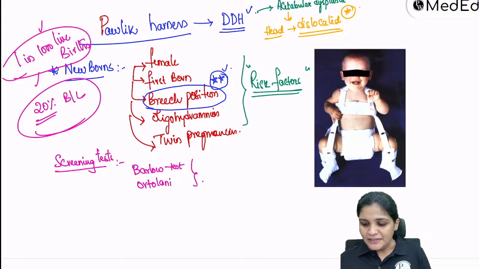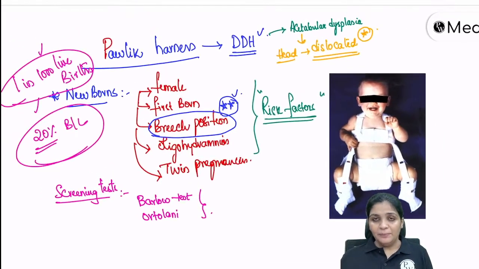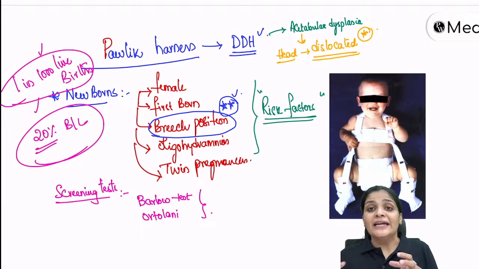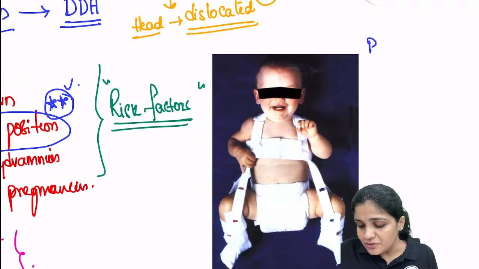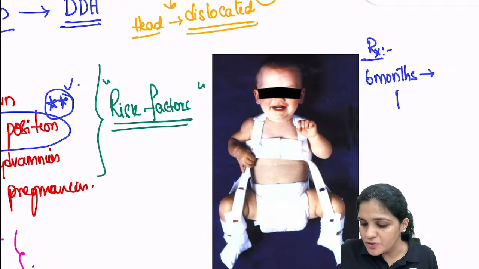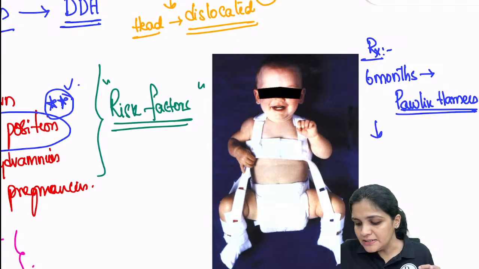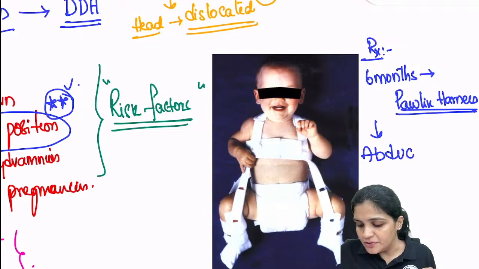And what actually happens in DDH? There will be some problem in the acetabulum or the head or the labrum or the ligaments around the hip joint, and now the head gets dislocated. So how do you treat it? The treatment is, up to 6 months, you treat it with a splint, which is called your Pavlik harness. What is the position which we are giving? The position is abduction, right?